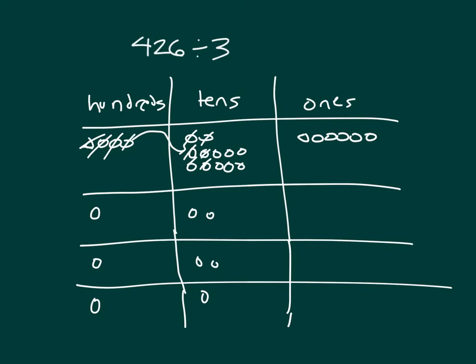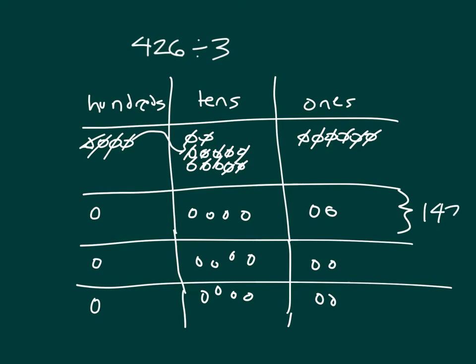we'll get 4 of them within each of those groups. Finally, with those ones, we have 6 ones divided by 3, so there will be 2 within each of those groups. So, we have the number 1 hundred, 4 tens, 2 ones, which is also written as 142. So read this whole number sentence with me. 426 divided by 3 equals 142.